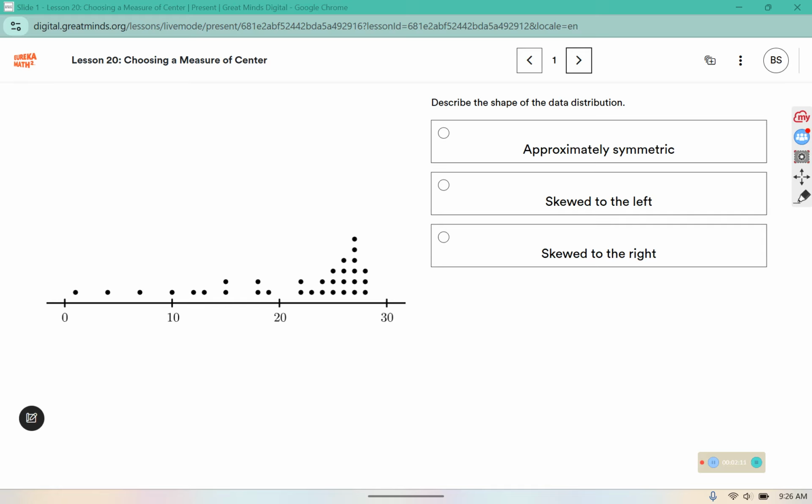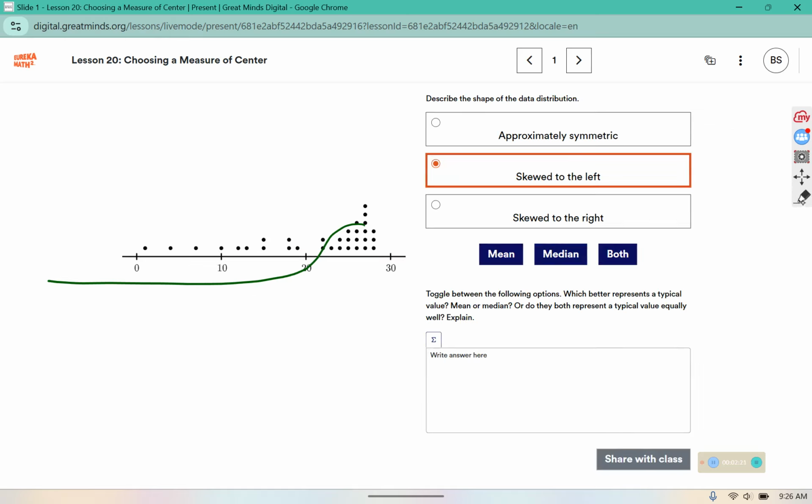It says describe the shape of this data distribution. This one extends far in the left direction, which would mean that it is skewed left. Then it says toggle between the following options. Which better represents a typical value, mean or median? There is the mean and there is the median. It looks like the median does a better job getting towards this cluster.